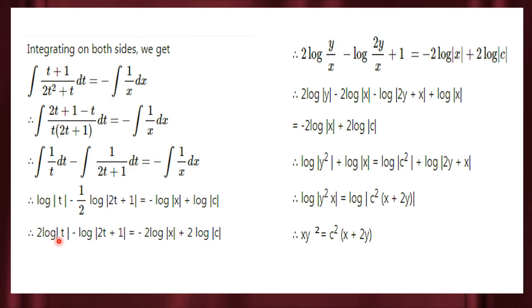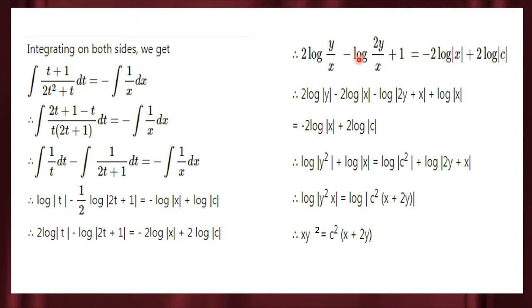Now we will resubstitute for t, that is y upon x. 2 log y upon x minus log 2y upon x plus 1, 2t it is, so 2 into y upon x plus 1, is equal to minus 2 log modulus of x plus 2 log modulus of c. Now 2 log y upon x can be written as 2 log y minus 2 log x.